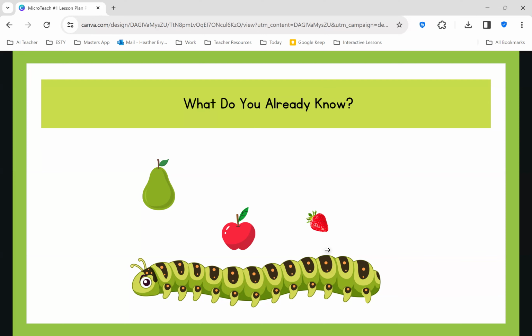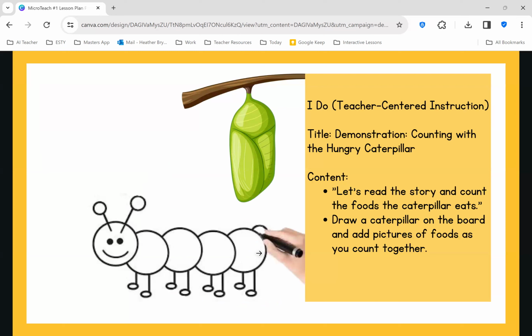As you can see, there is a picture of a caterpillar surrounded by some of the foods that he ate in the book itself. So again, we ask ourselves, what do we already know? Next is the I Do, teacher-centered instruction, where the teacher models counting with caterpillars and food. Remember, I do means the teacher models the task while students observe.